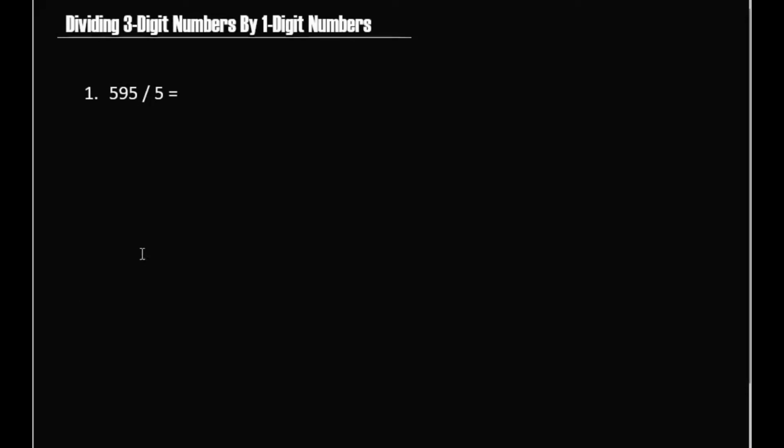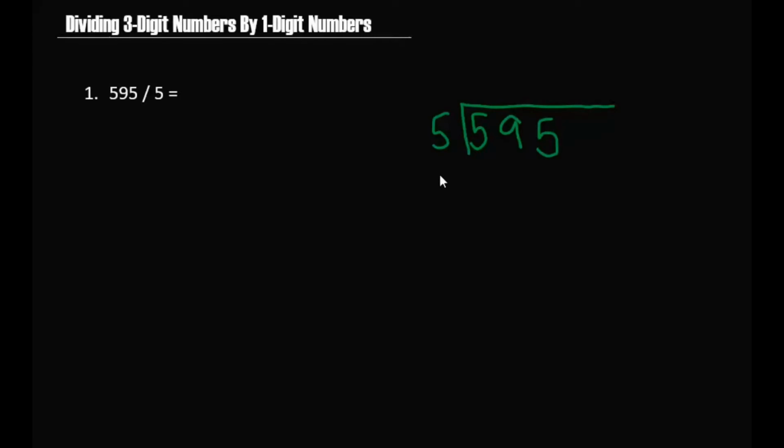Our first problem is 595 divided by 5. What we do at first is we write our problem down. Now that we have our problem written down, we're just going to solve it. First, we have to see how many times 5 goes into 5. 5 goes into 5 exactly 1 time. So 5 times 1 is 5. So we're going to subtract 5 from 5. And our answer is 0.